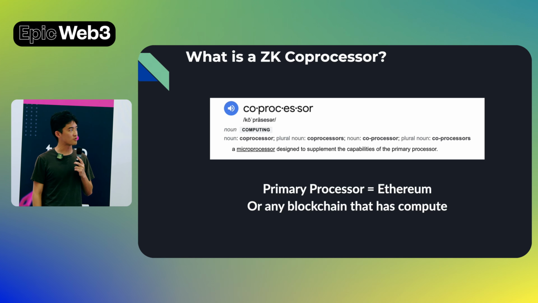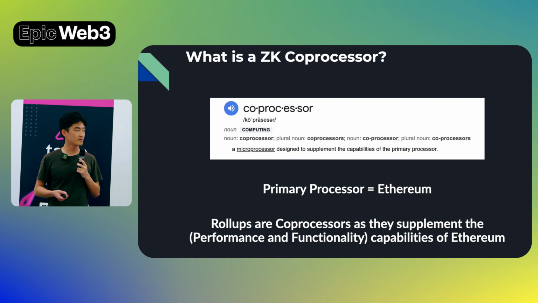In this case, the primary processor is Ethereum, or we often refer to this as the base layer. And then how have we been scaling Ethereum? Well, we've been scaling Ethereum using rollups. So subsequently, there's an argument that can be made that all rollups are coprocessors, as they are supplementing the performance and functionality of Ethereum, which is the primary processor.